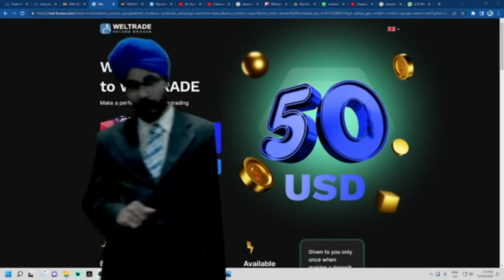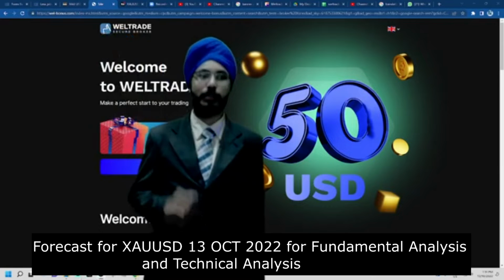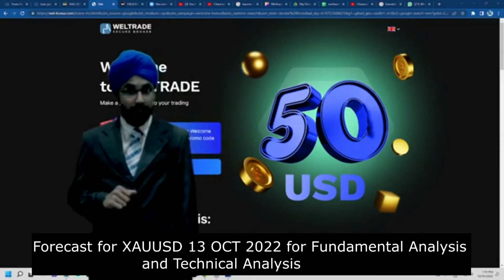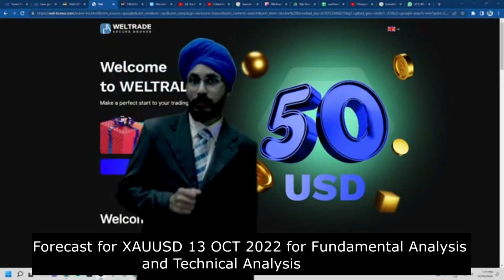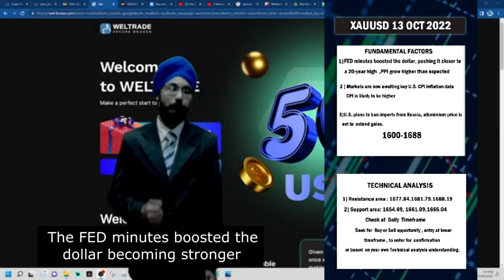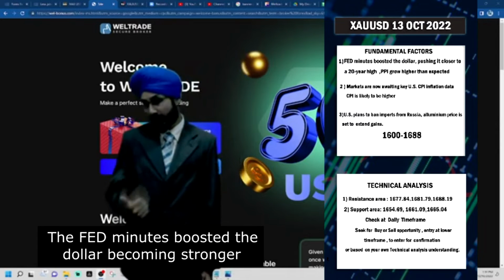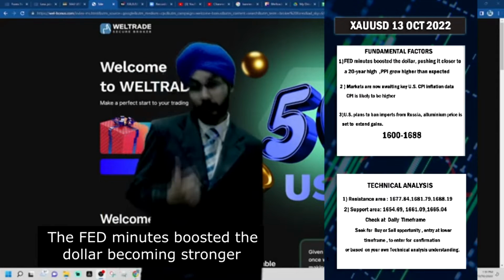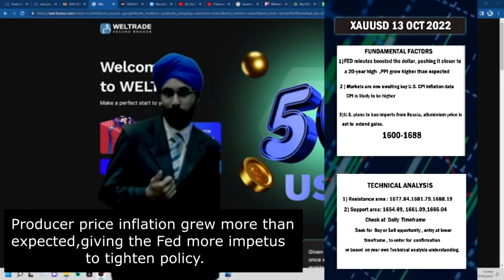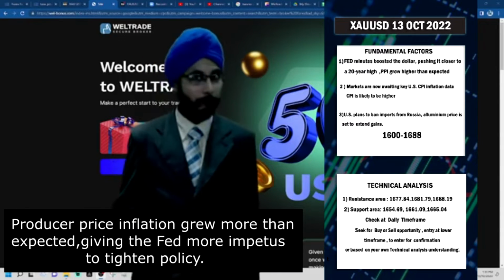Today I'm going to focus on the gold trend based on fundamental analysis and also technical analysis. Firstly, as we can see, the Fed minutes have ensured that the dollar is getting stronger. Moreover, lately the PPI, which is the Producer Price Index, has also risen more than expected, about 0.4%.